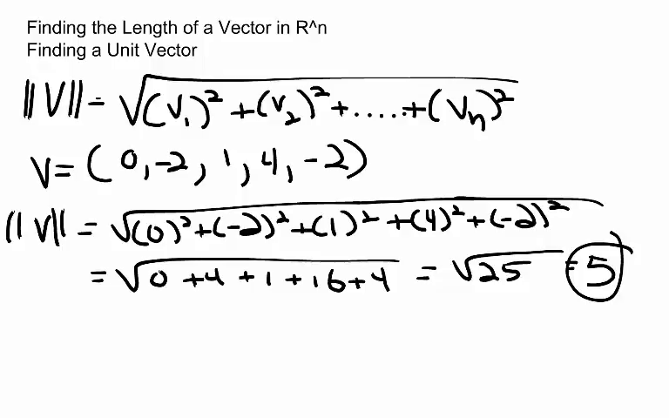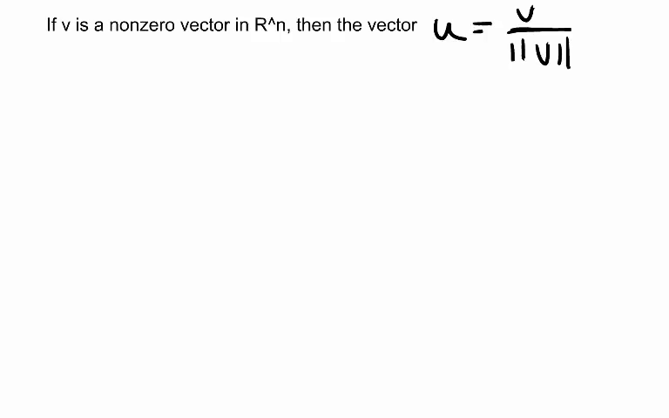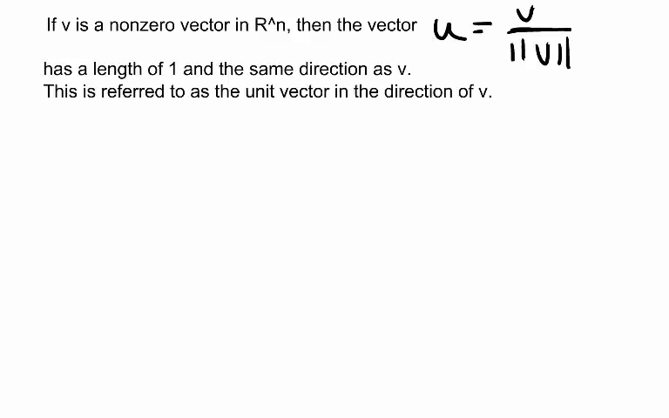Pretty easy. Now let's take a look at finding a unit vector. If V is a non-zero vector in R space, then the vector u equals v over the magnitude of v has a length of 1 and the same direction as v. We refer to this as the unit vector in the direction of v.